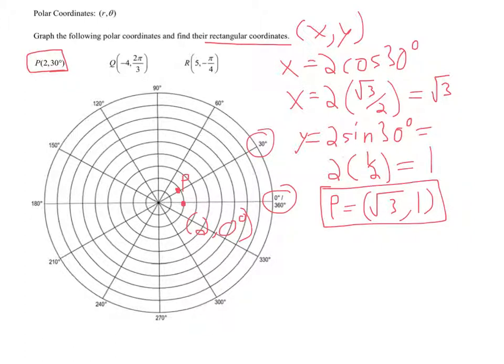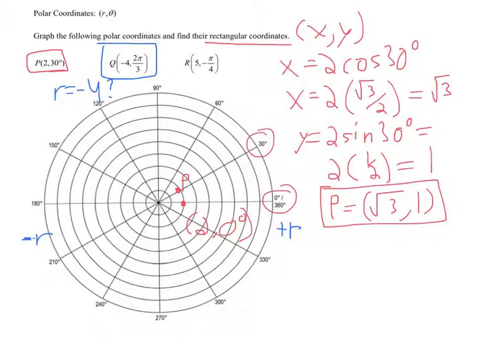Let's take a look at another one. Okay, now Q looks strange, right? How can r, the radius of a circle, be negative 4 units? Well, the answer is simple. Kind of like with the x-axis, moving towards the right is positive r values, and moving to the left is negative r values.